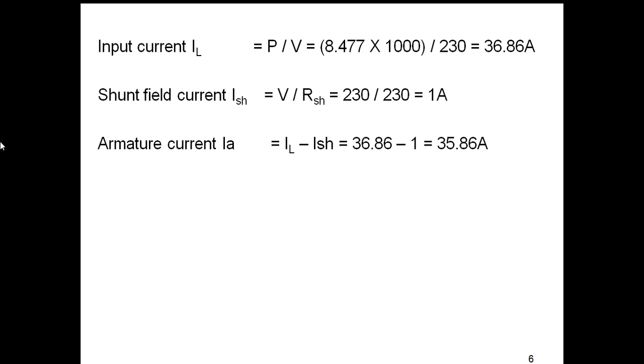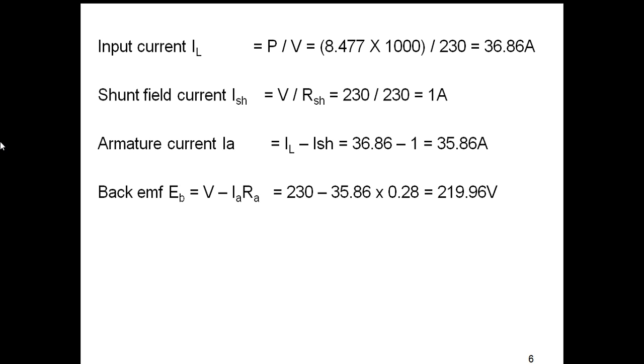And from this circuit diagram, the armature current Ia is equal to IL minus Ish. IL is nothing but 36.86 and Ish is 1. So the armature current will be 35.86 amperes.